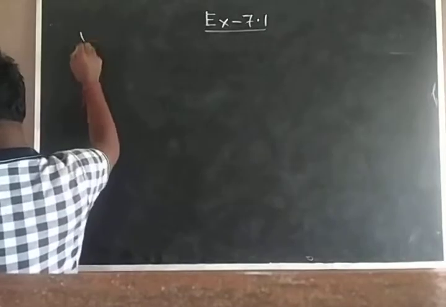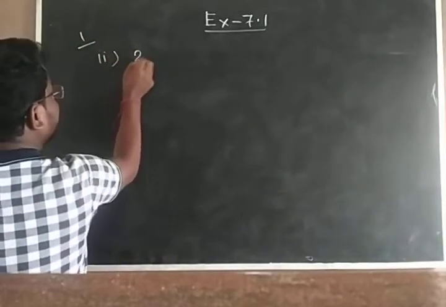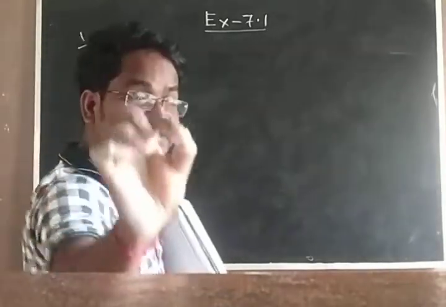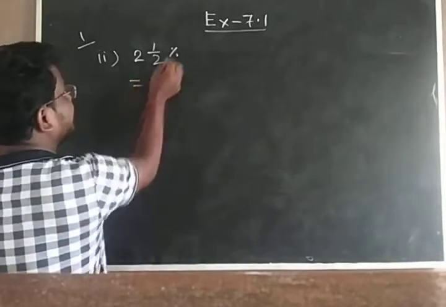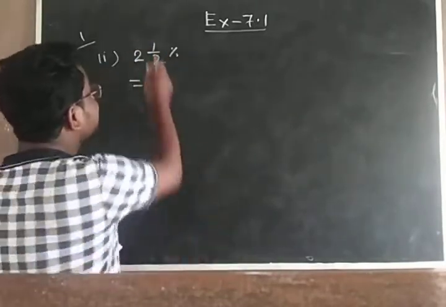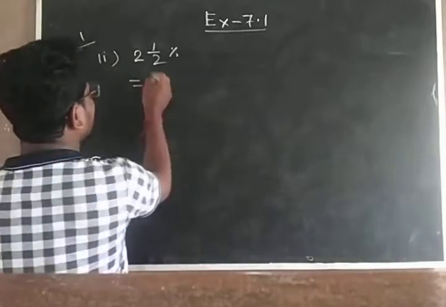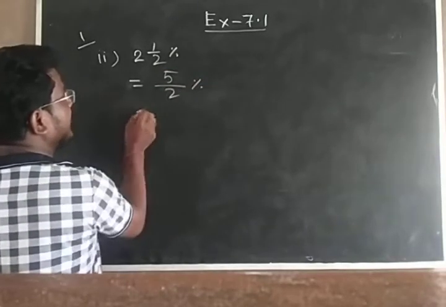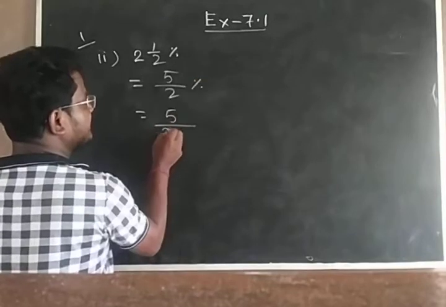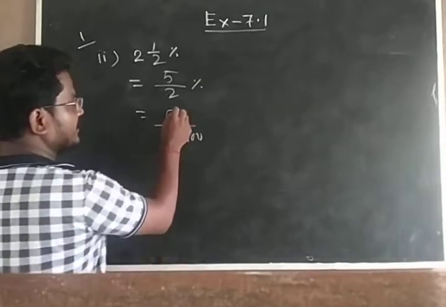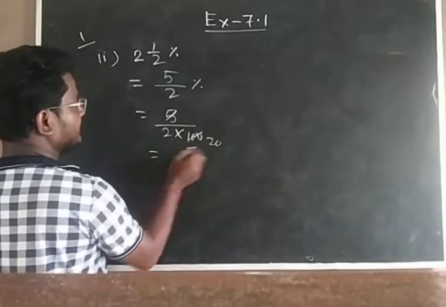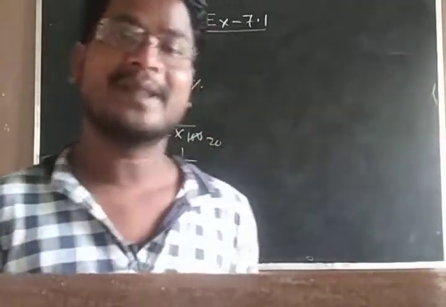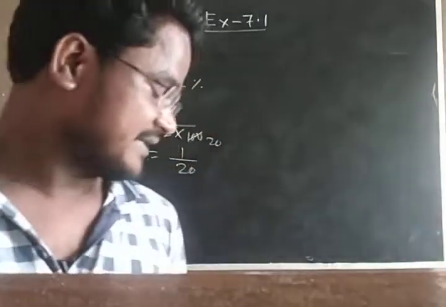The first one, 1, 2. It is given 2 1 by 2%. Now you have to convert it into a fraction. At first, this is a mixed number percentage, so you have to convert it into an improper fraction. 2 1 by 2 is 5 by 2%. Then 5 by 2%, I told you percent means out of 100. Now 5 into 20 equals 100. So it becomes 1 by 20. 1 by 20 is the result.